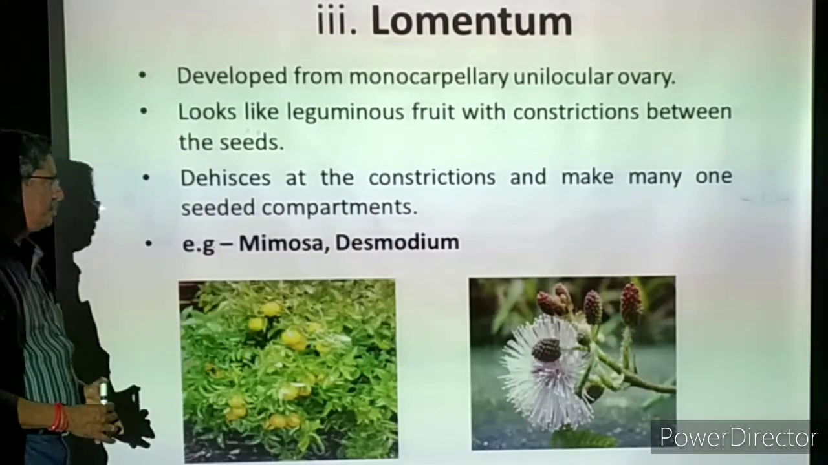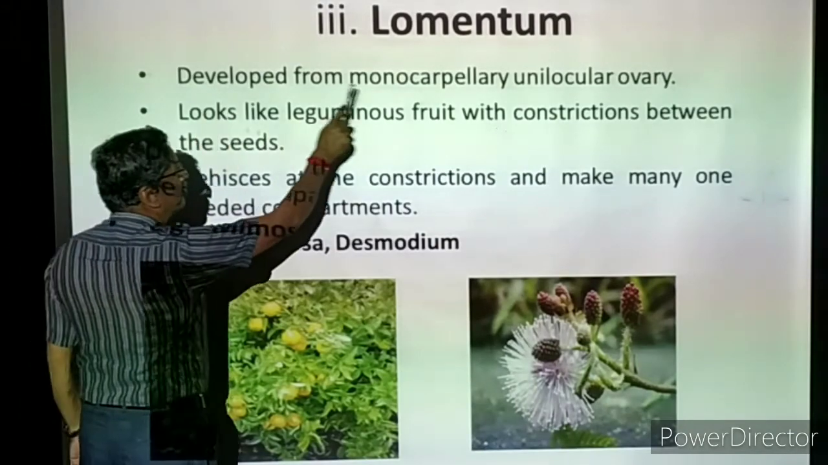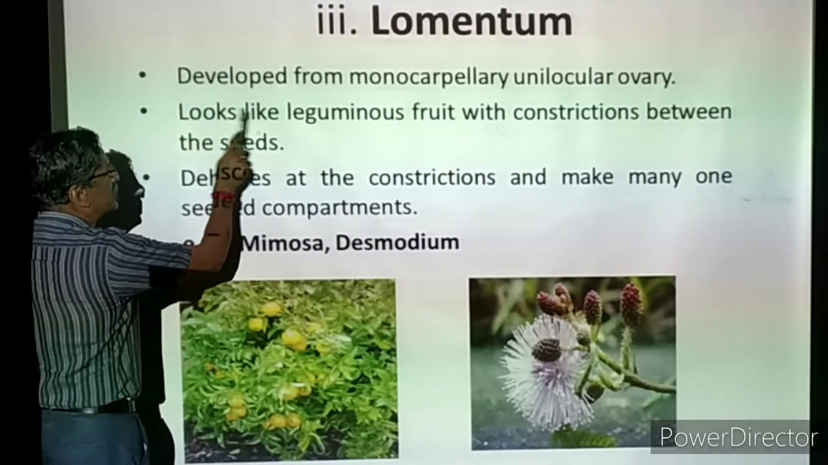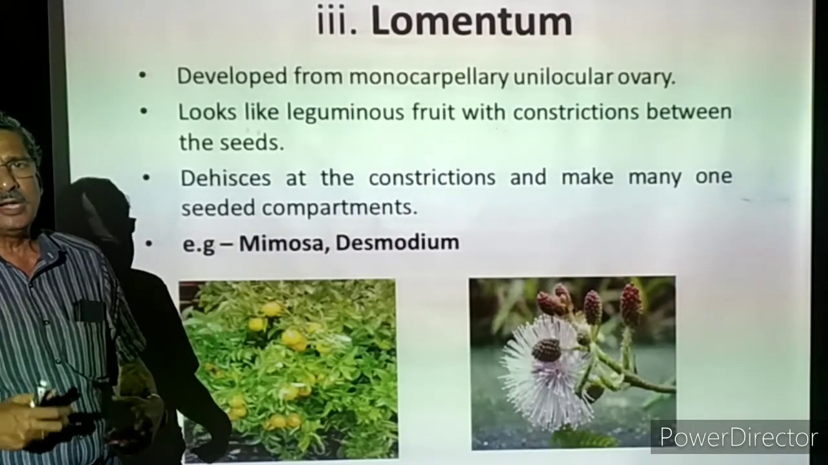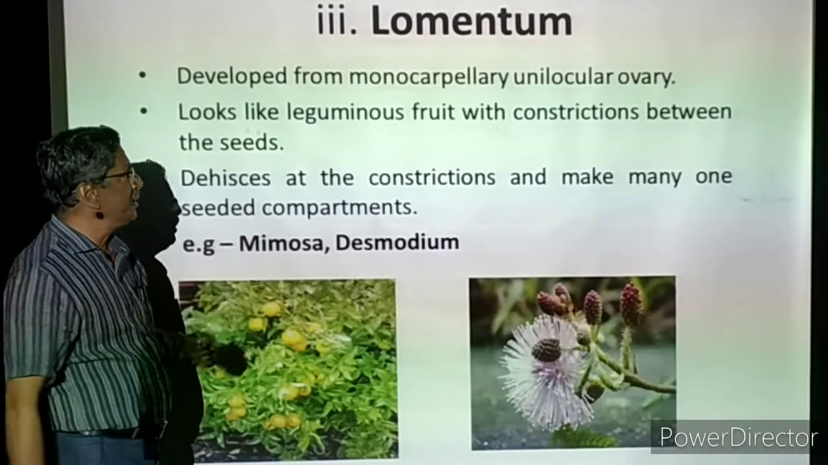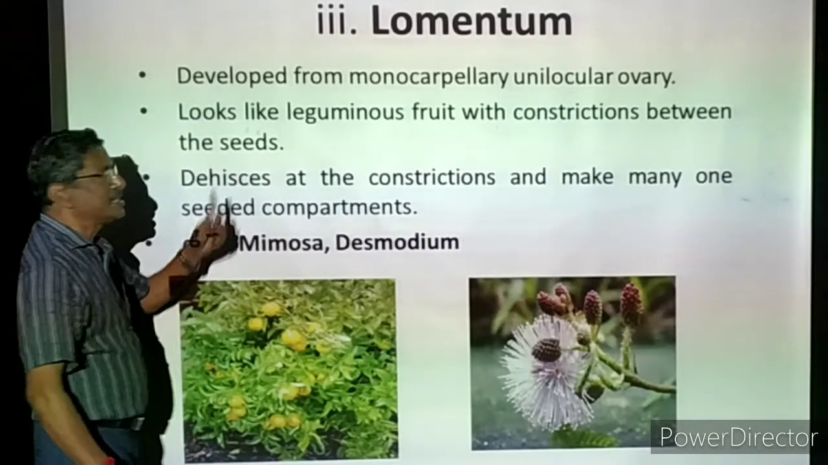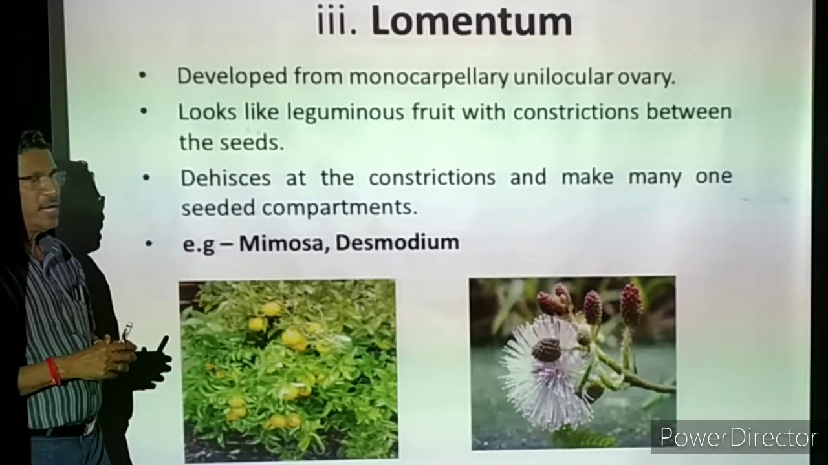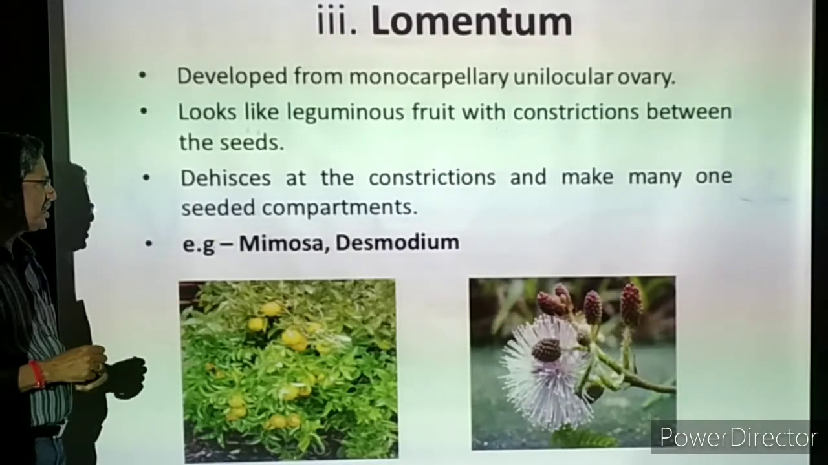Now we are coming to the next one, lomentum. This is the lomentum. Now in this lomentum, you have to see how the fruit is developed. Developed from a monocarpellary, unilocular ovary. You can understand that. It looks like a leguminous fruit. Already we have studied leguminous, the bean or pea. It is looking like that, but not the same. It looks like a leguminous fruit with constrictions between the seeds. That means one full long row of seeds will be there, like green pea.